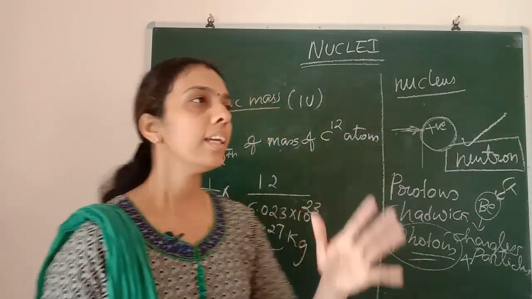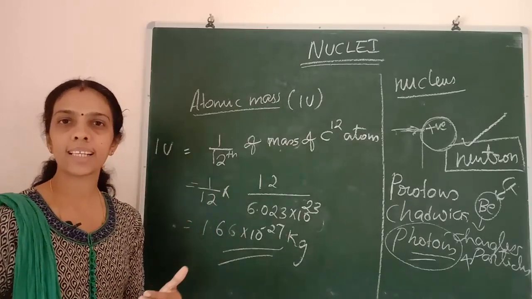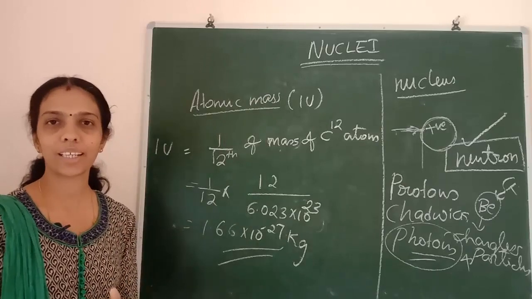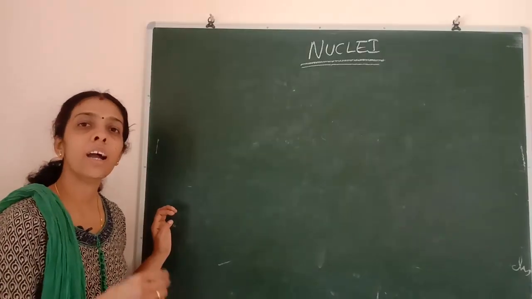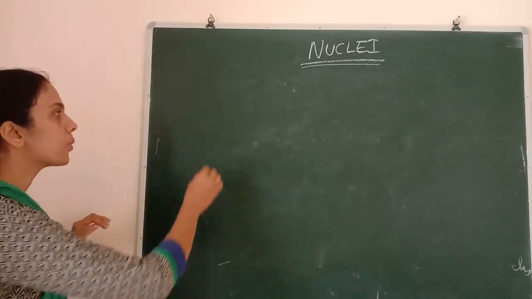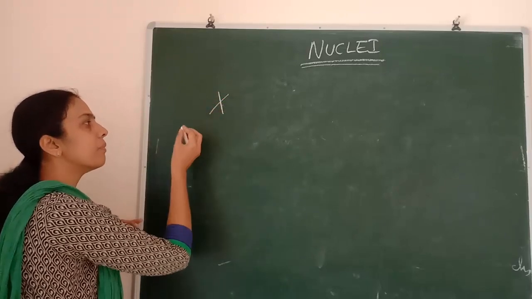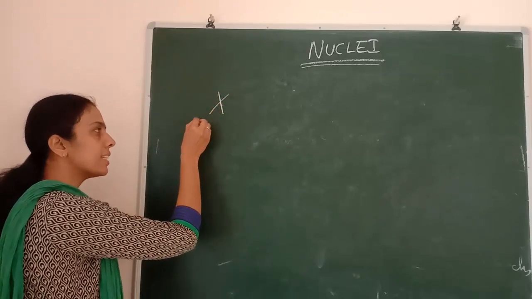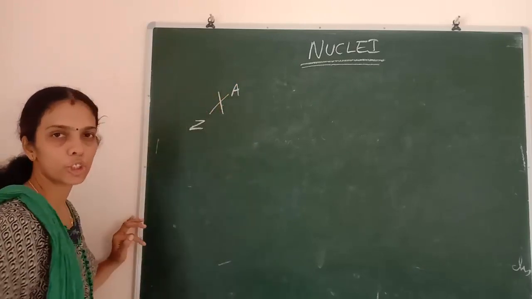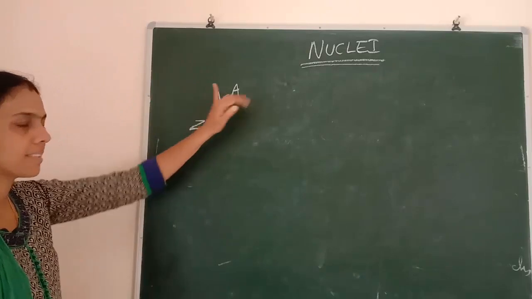Okay, so while we are considering an atom, how can we represent an atom, and what all is inside the atom? That is what we are going to study now. We are going to study how we represent an atom. If X is an atom, we will represent it as X with Z and A. This is the representation of an element.